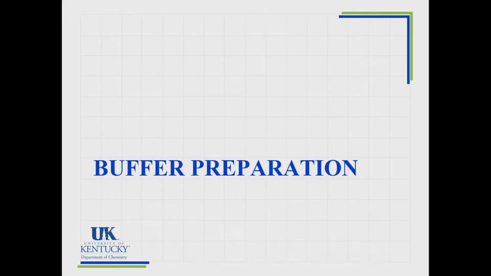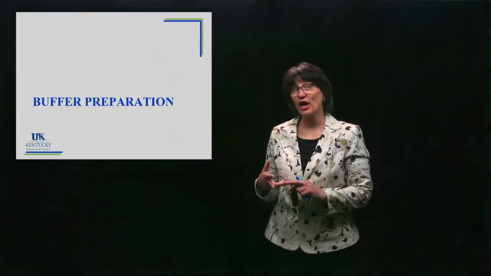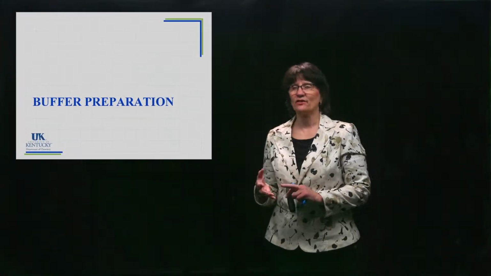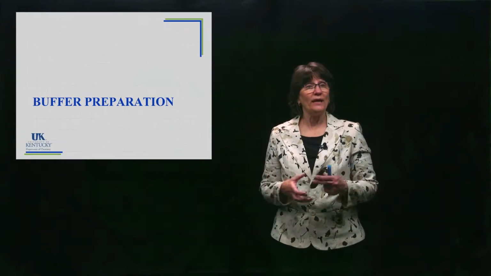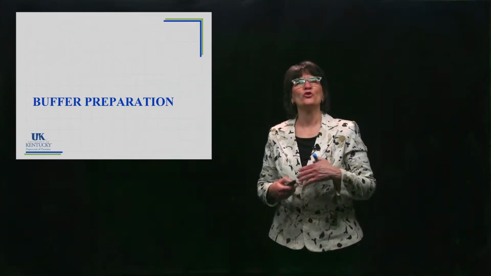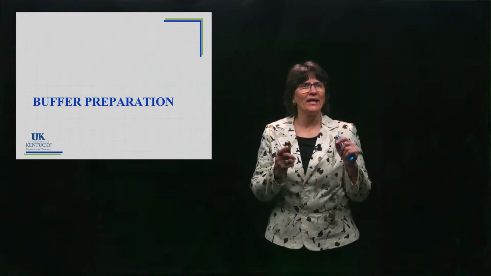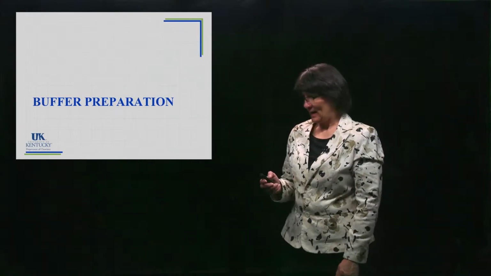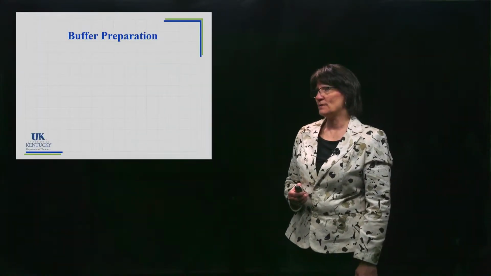So now we're going to look at buffer preparation. We know the recipe. It has to have a weak acid and its conjugate base salt, or a weak base and its conjugate acid salt. So we need to now learn how to do a calculation of how much of these things you need in order to make these solutions, okay?